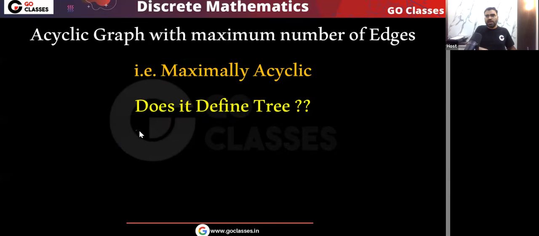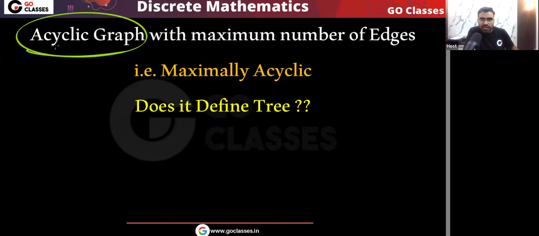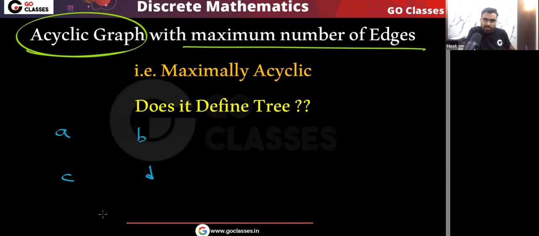Tell me the answer for this question. Acyclic graph with maximum number of edges. You create an acyclic graph with maximum number of edges. Means your graph must remain acyclic, but you must put maximum number of edges. For example, right now this is acyclic. Please see this. But did I put maximum number of edges? See, this is acyclic, but I can put this edge also. Now also this is acyclic. Can I put more edges and keep this graph acyclic?